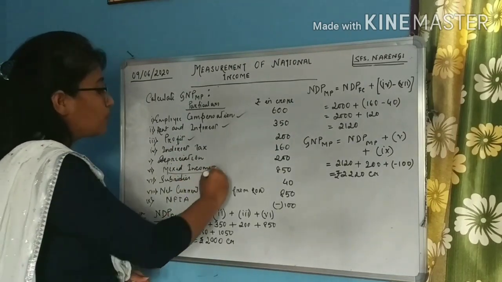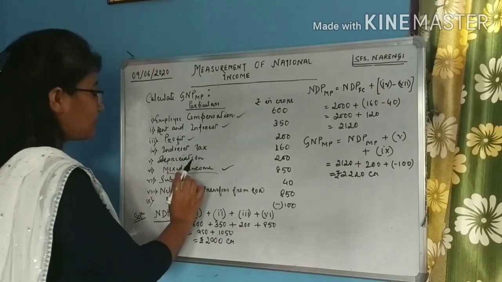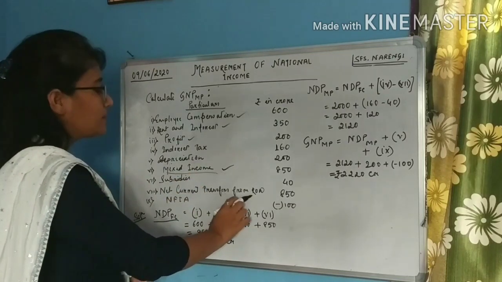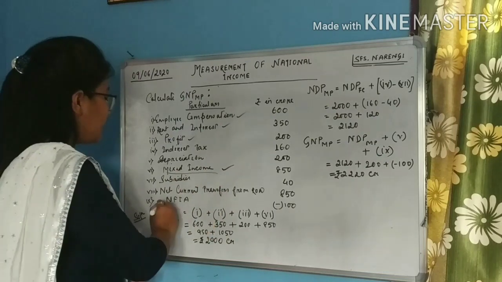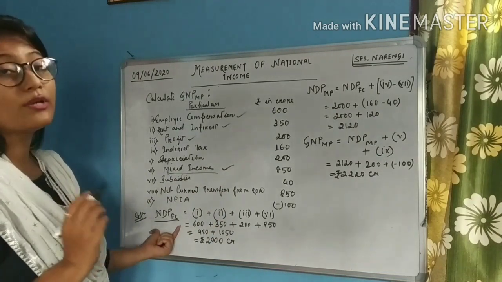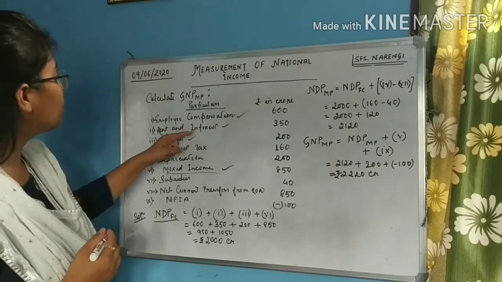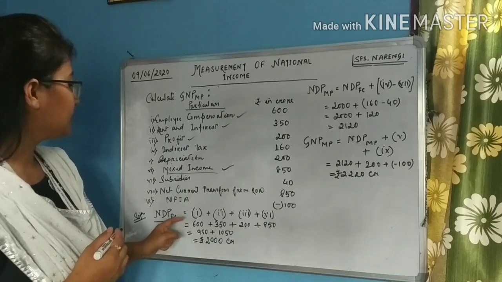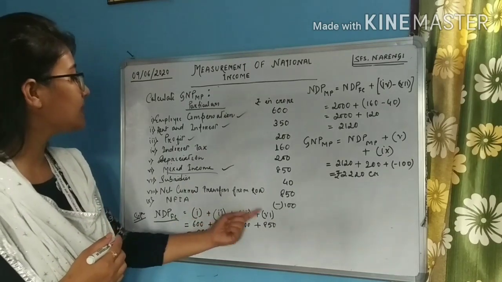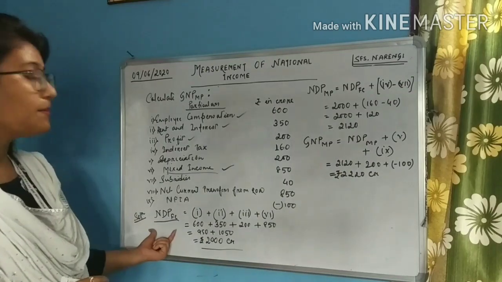Mixed income will be included, students, because it is the income of the self-employed people. And then subsidies won't be included. Net current transfers from the rest of the world will not be included. NFI will not be included. So students, for NDPFC, we will only include the components of factor income. So we will include 1, 2, 3 and 6. So when we add 1, 2, 3 and 6, it gives us 2000 crore. So this is our NDPFC.